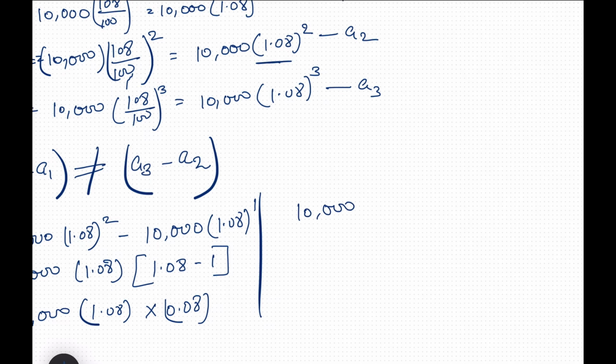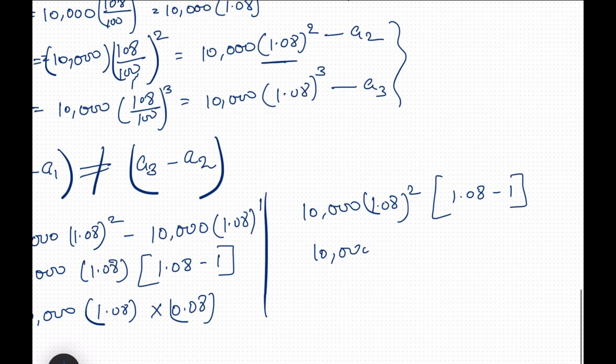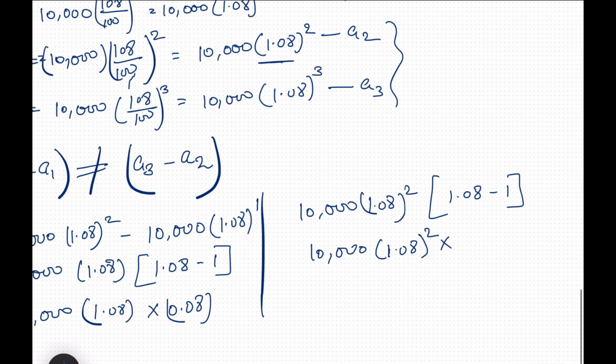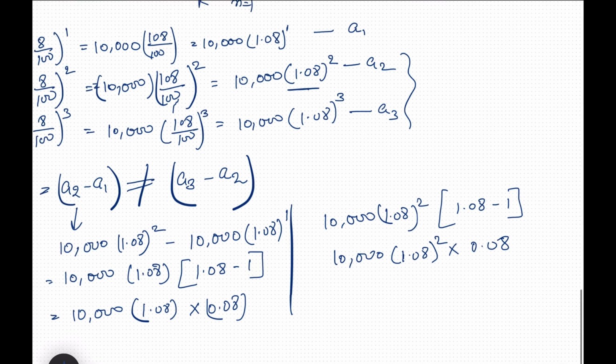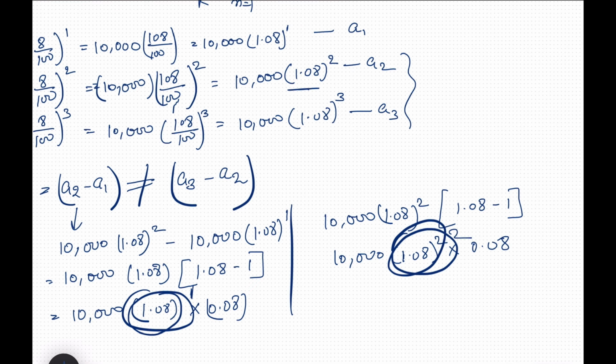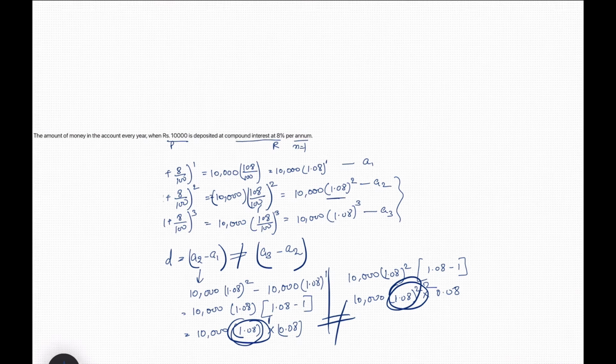For the second one, A3 minus A2, that is 10,000. So what is common in these two? 1.08 squared is common. What is remaining? 1.08 minus 1, right? So 10,000 into 1.08 squared times 0.08. If you see, this part has 1.08 to the power 1 and this part here is squared. So these are not equal. So this is not an AP form, right?